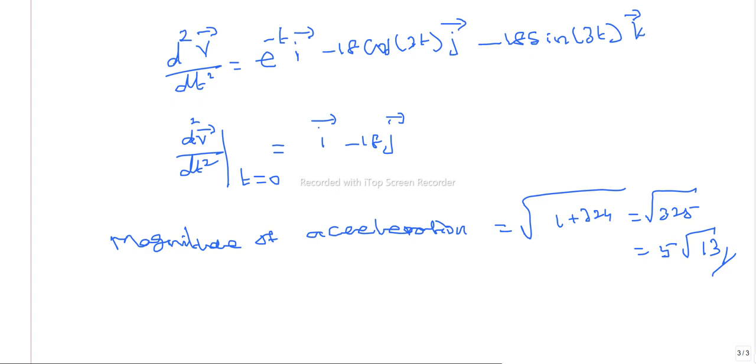Okay, so that's it. Velocity is nothing but the first derivative, acceleration is the second derivative.